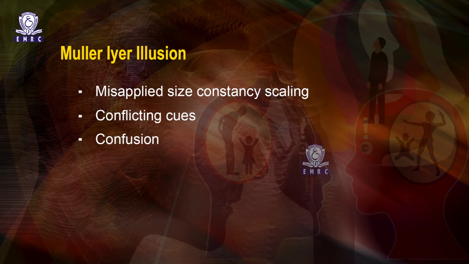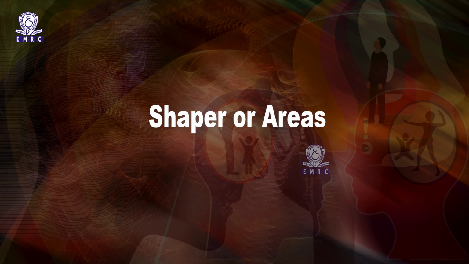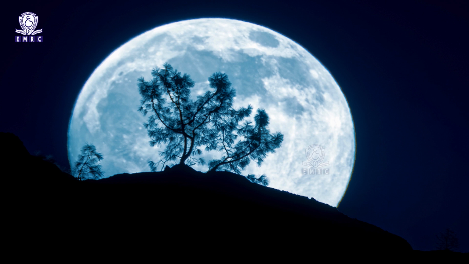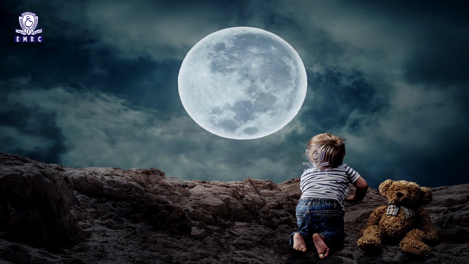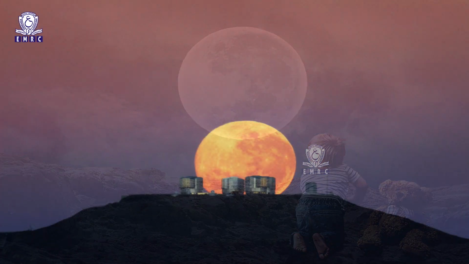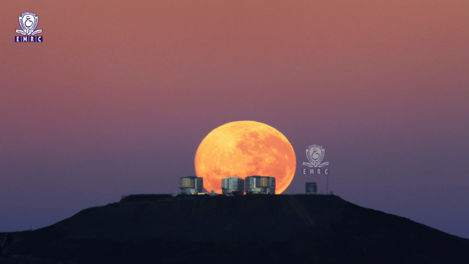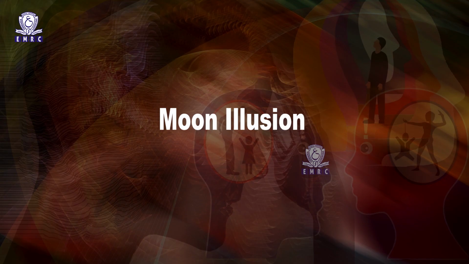Next is confusion. The intertip distance between the relevant arrowheads influences perceived length. Another type of illusion is that of shape or area. We often wonder why the moon looks bigger at the horizon, almost 30 times bigger than it does at the highest point in the sky. You might be familiar with the most famous area illusion, called the moon illusion.